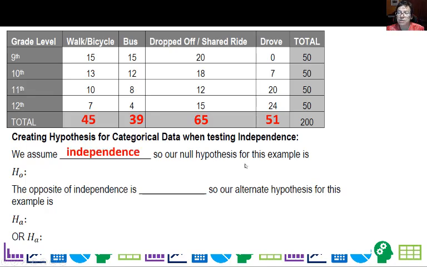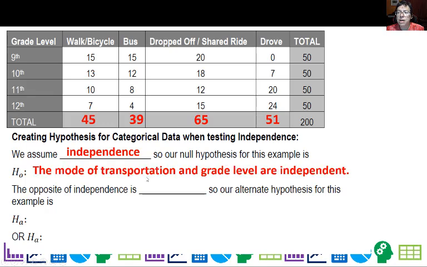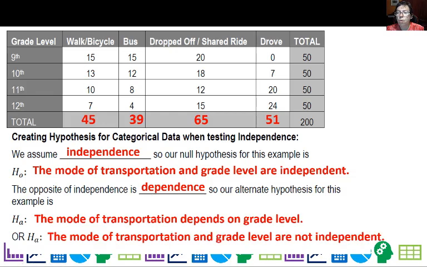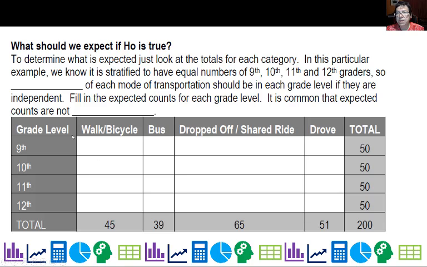So our null hypothesis for this example is the mode of transportation and grade level are independent. The opposite of independence is dependence. So our alternate hypothesis is the mode of transportation depends on grade level, or the mode of transportation and grade level are not independent. What should we expect if the null is true?